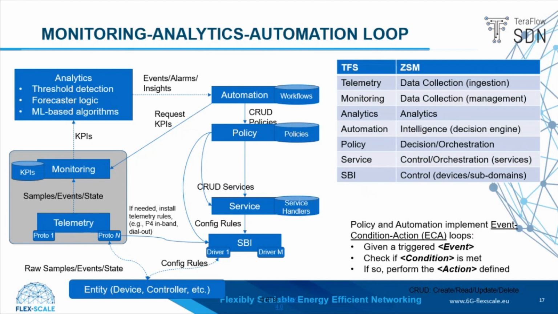Finally, we have these two more elements, the service and the southbound interface, which as I said before are related to execution. They are responsible for the actual deployment of the service. Here we have the CRUD services, using the service handlers, because of course we may have different services. Then finally we perform the configuration of the rules using the southbound interface. So this is the overall picture that has been defined in order to develop this automation loop.